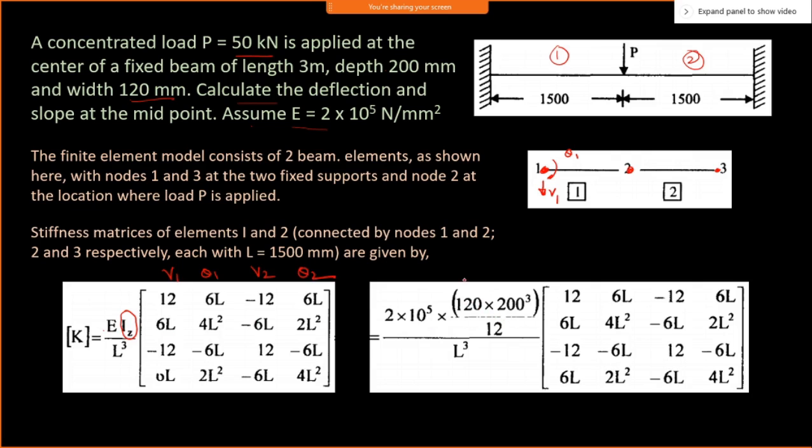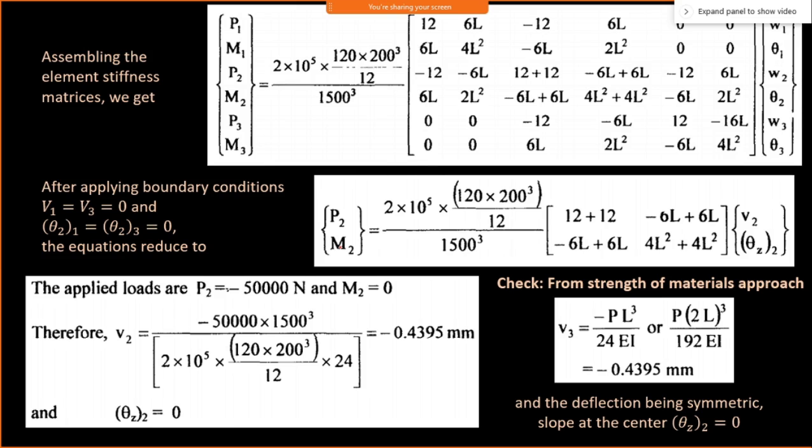I is calculated by the simple formula BT cubed by 12, and this width was 120. This will take into account the depth, with B D cubed or B T cubed. And so once we have this, then we can do the assembly.